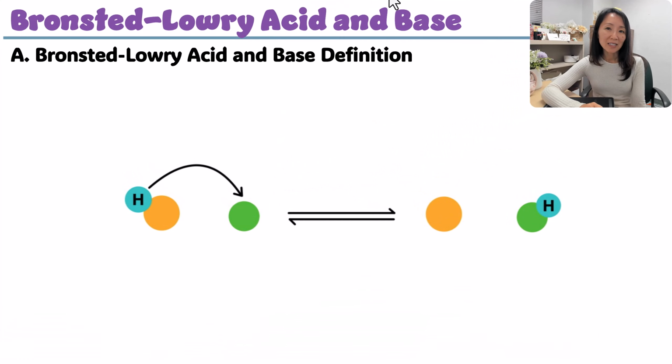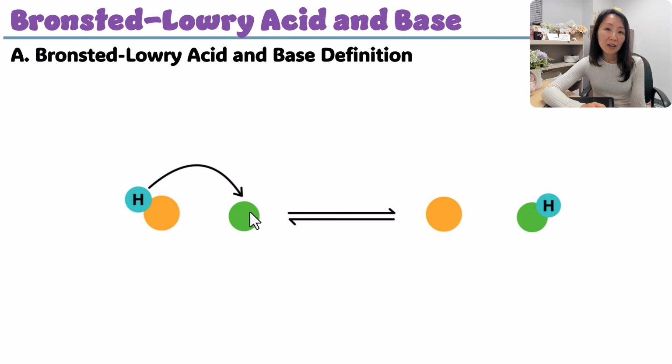This reaction is an acid-base reaction. The one on the left, you see that there is an H being donated to the base. This whole thing I know is an acid because it has the ability to donate the hydrogen. And on the right-hand side, you can see that the green one, or the base, is the one that accepts the H. So therefore, this one is the base.